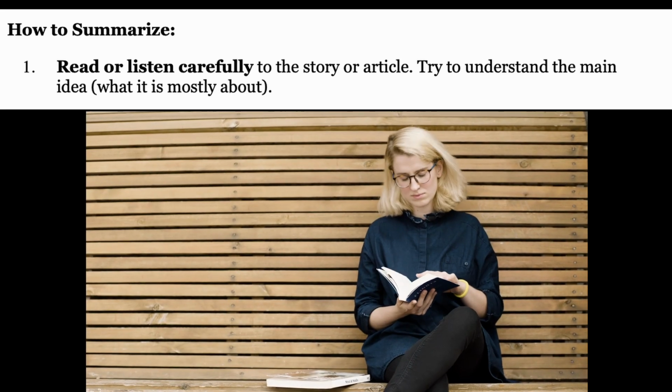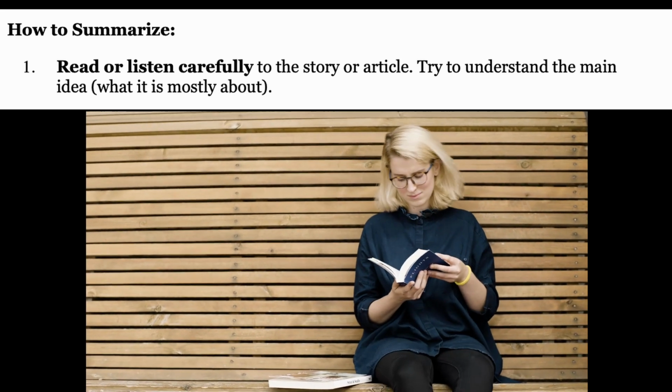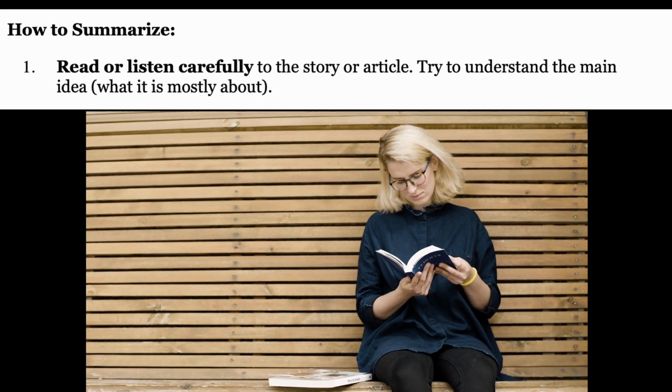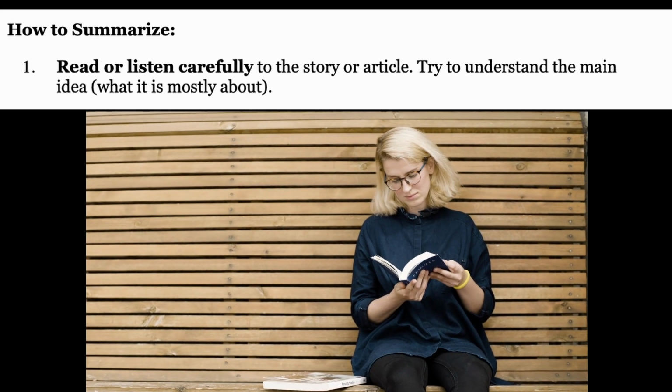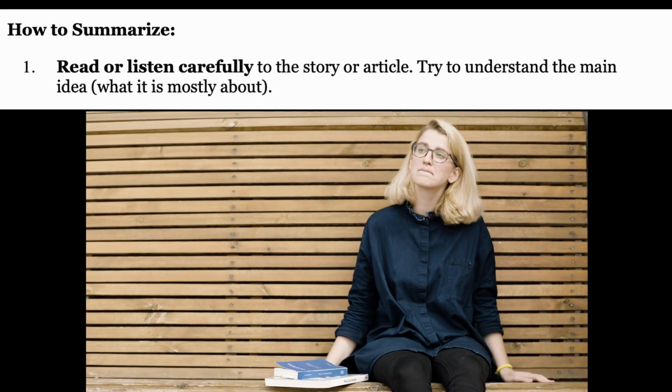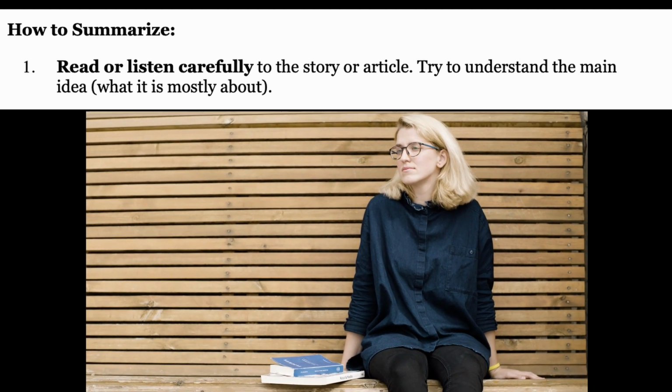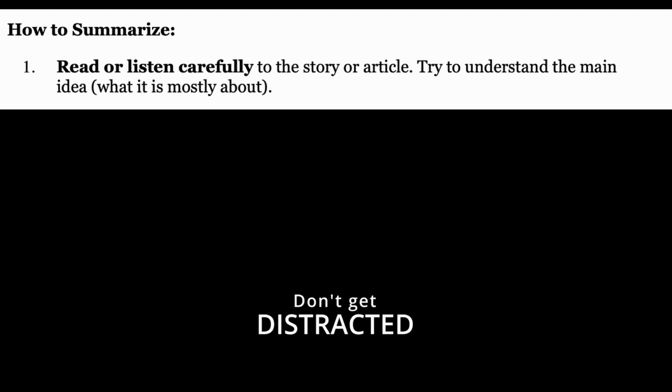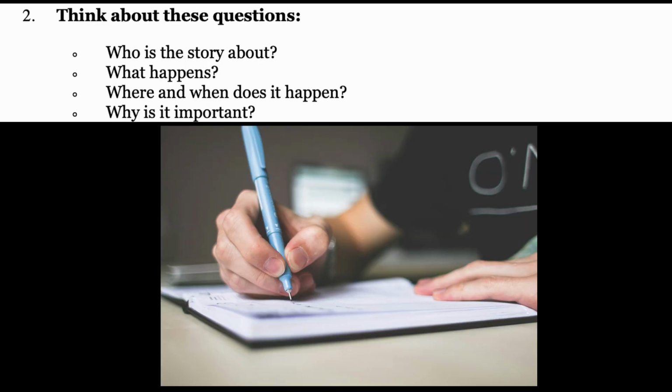Number 1, read or listen carefully to the story or article. When it comes to understanding a story, you have to concentrate. And to concentrate, you cannot allow yourself to be distracted. Focus on the story, what you are reading, or what you are listening to. If you pay close attention to as many details as you can, this is how you will better understand the story. Number 2, think about these questions.